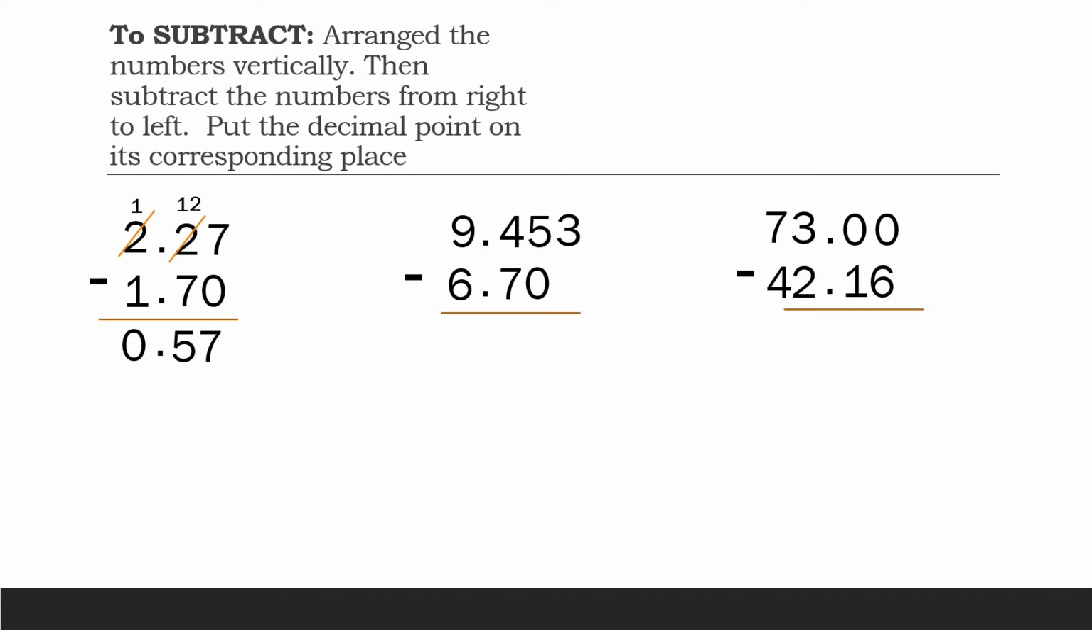So, let's proceed with another example. So, kung mapapansin nyo dyan, ang given natin 9 and 453 thousandths minus 6 and 70 hundredths. So, pwede tayo maglagay 0 as our placeholder. Then, continue our subtraction. So, 3 minus 0, that is 3. 5 minus 0, that is 5. 4 minus 7, so again, cannot be. Hindi tayo pwedeng magbawas ng 7 sa 4.